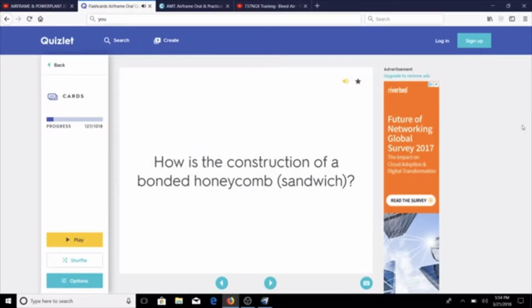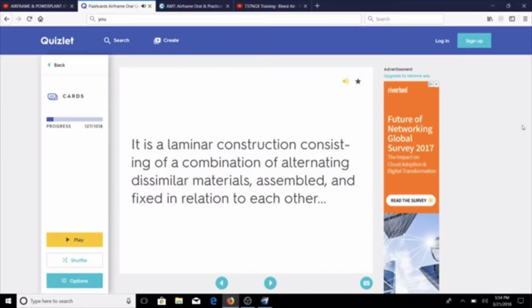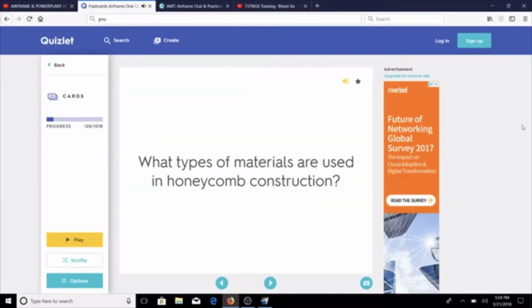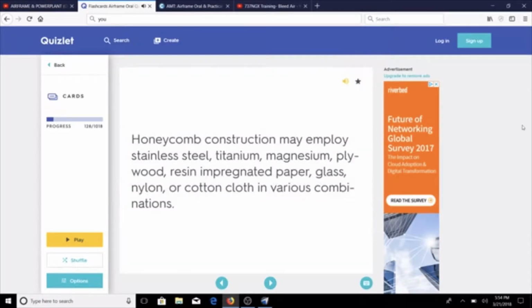What is the construction of a bonded honeycomb? It is a laminar construction consisting of a combination of alternating dissimilar materials assembled and fixed in relation to each other. What types of materials are used in honeycomb construction? Honeycomb construction may employ stainless steel, titanium, magnesium, plywood, resin-impregnated paper, glass, nylon, or cotton cloth in various combinations.